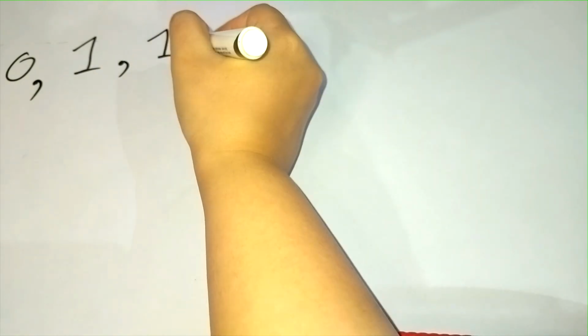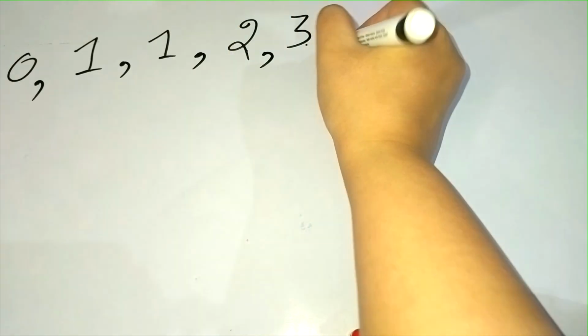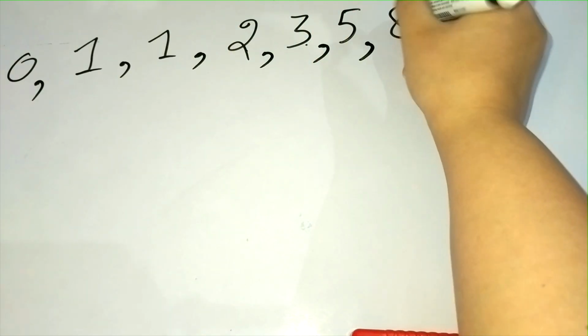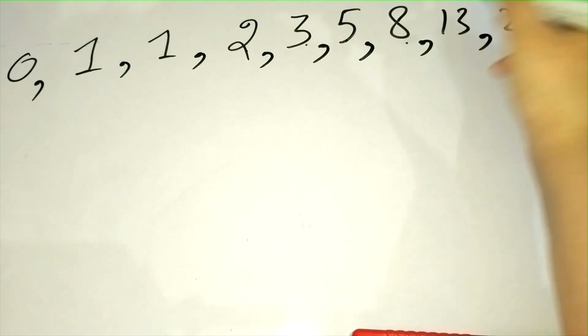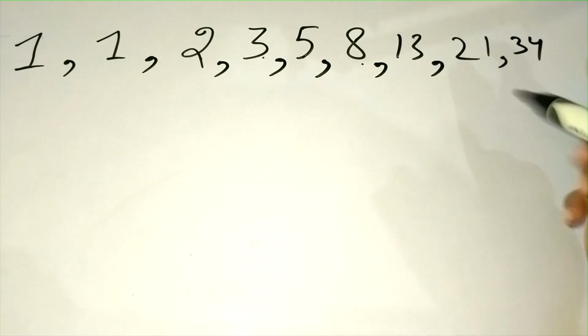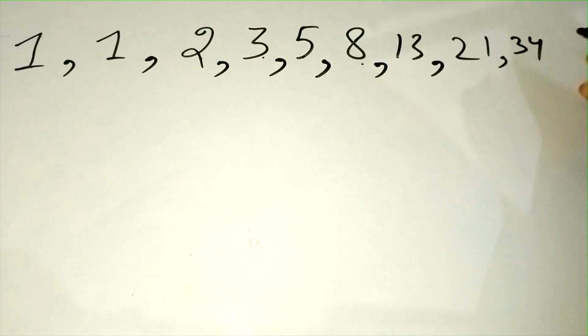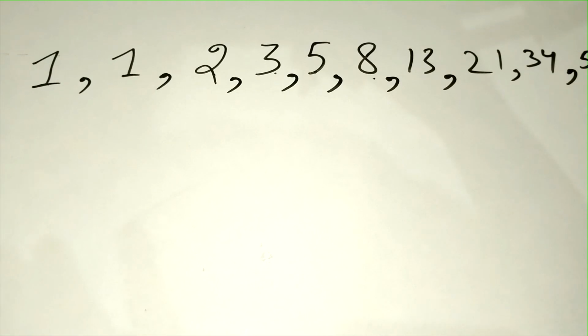Now let's return to Fibonacci. 0, 1, then 1, then 1 plus 1 is 2, then 2 plus 1 is 3, 3 plus 2 is 5, 5 plus 3 is 8, 8 plus 5 is 13, 13 plus 8 is 21, 21 plus 13 is 34, 34 plus 21 is 55, and so on. So it's the Fibonacci sequence for us.